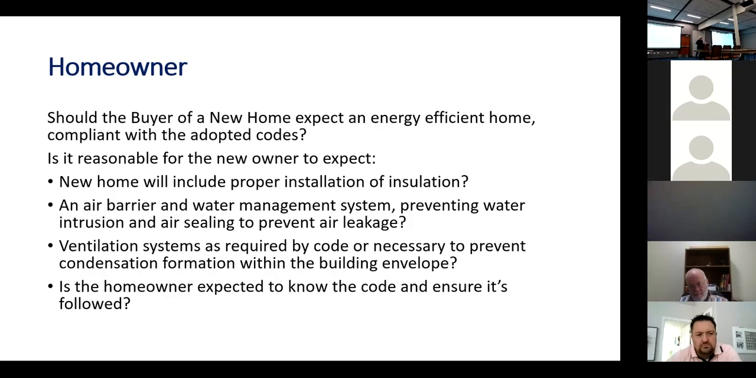So back to your point, the homeowner places a budget on what they're willing to pay, but then they expect a whole lot more than that sometimes. And that goes across the whole board.